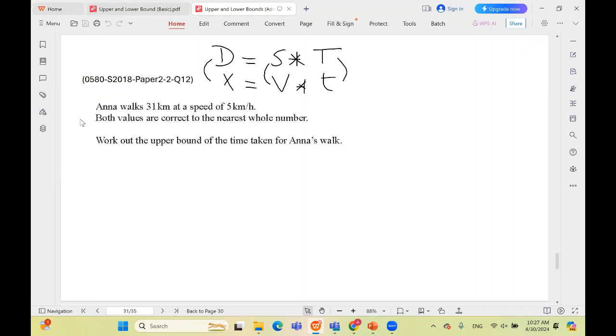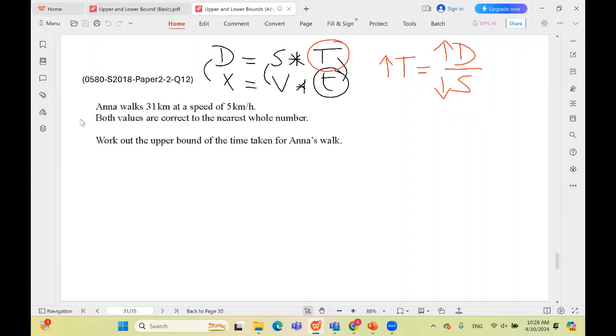Anna walks 31 kilometers at a speed of 5 kilometers per hour. Work out the upper bound of the time taken. So we want the time. I'm going to work with the first one, might be more familiar. So time equals distance over speed. And we want to find the upper bound of the time, so I want the upper bound of the distance and the lower bound of the speed.